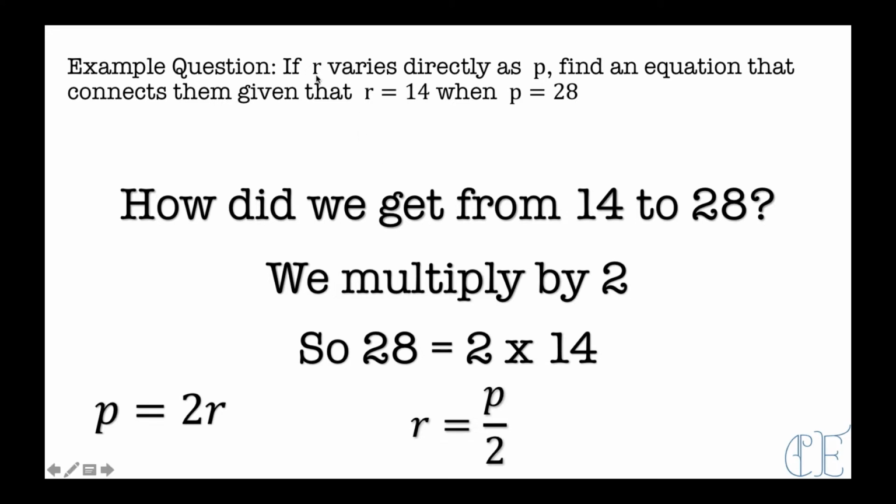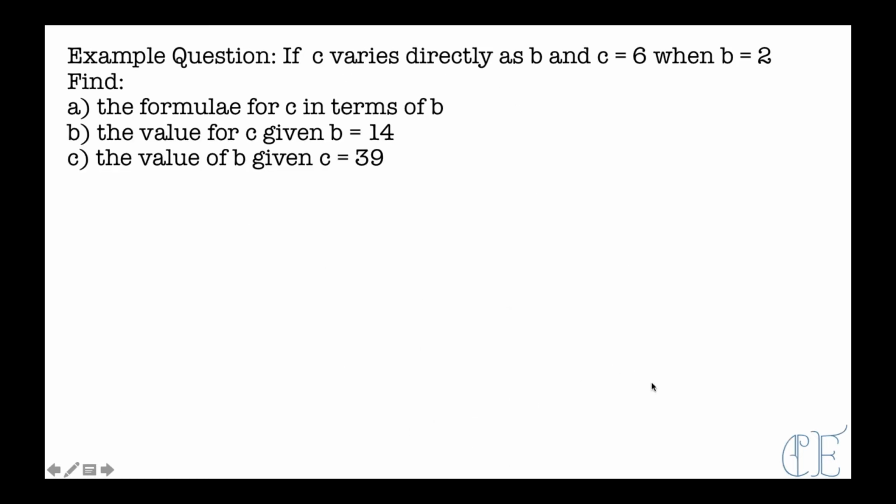Now, it does actually say if r varies directly as p, find an equation that connects them, meaning that r is the first one in the sentence, so r equals p over 2 is the one that they want to see, because r is the first one in their question in this case. Okay, so r equals p over 2. Again, if you'd like to pause the video and have a go at this question, please do. Okay, if you've had a go, let's go through it.